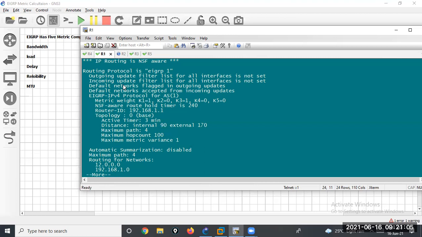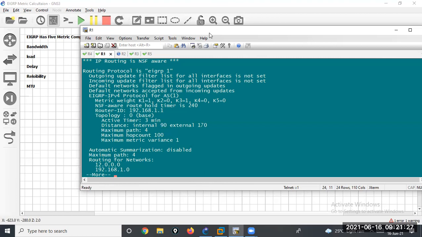Why does EIGRP use bandwidth and delay when calculating the metric? Because of the K values. By default, K1 and K3 are on bits. K1 equal to 1, K3 equal to 1, means these two are on bits. The remaining are off: K2 equals 0, K4 equals 0, K5 equals 0. Right? Now I will show you.